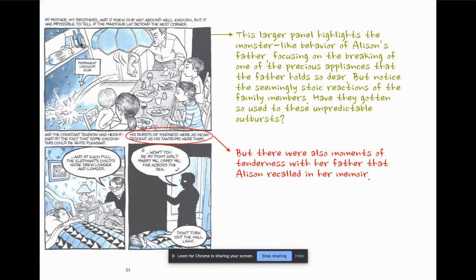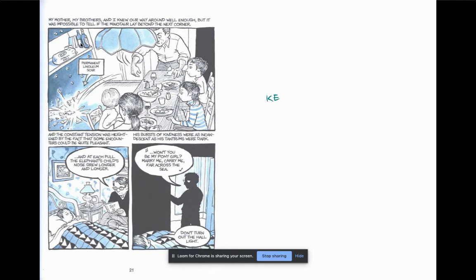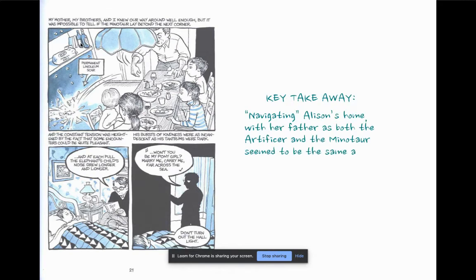So my key takeaway from this page is that Allison living in her own home was the same as someone navigating through a labyrinth. Sometimes you get lost, sometimes you know where you're going, sometimes you don't know where you're going. So it seemed that she was also navigating her own labyrinth. A very strong allusion, once again, to the Greek myth of Daedalus.